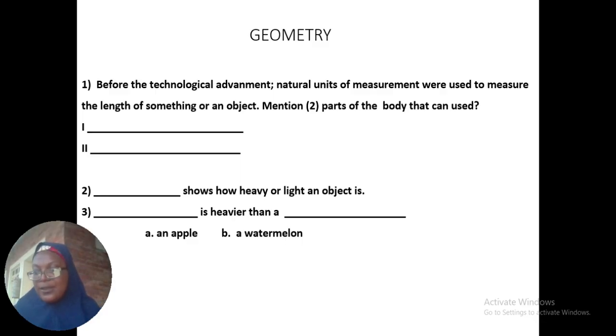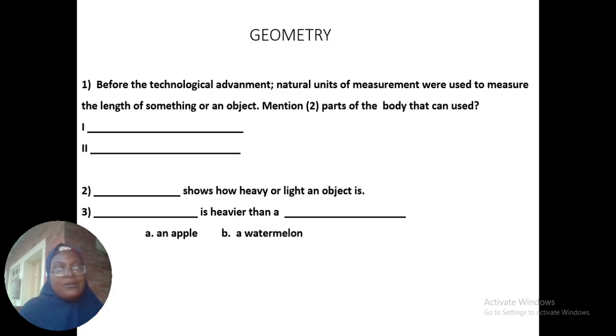We can compare length using shorter, shortest, or long, longer, longest. If you want to compare two objects or three objects, we use either shorter, shortest, or long, longer, longest. We can also use different parts of our body to measure length, such as your finger length.